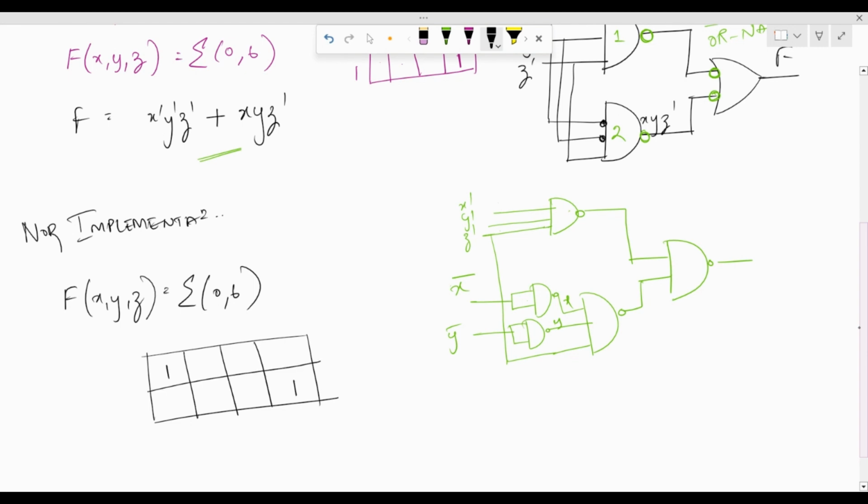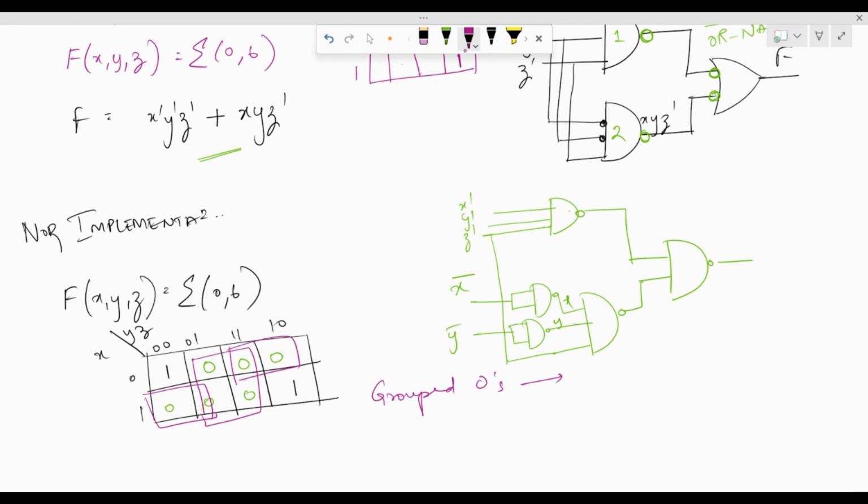These are the minterms, x, y, z, 0, 0, 0, 1, 1, 1, 1, 0, 0, and 1. So if I want to obtain the POS, I need to group the zeros. It'll be easier for me in that case. So let me complete this K-map and let's form some groups. So this is a quad, this is a pair, and this is a pair. So we have now grouped zeros to obtain the POS.